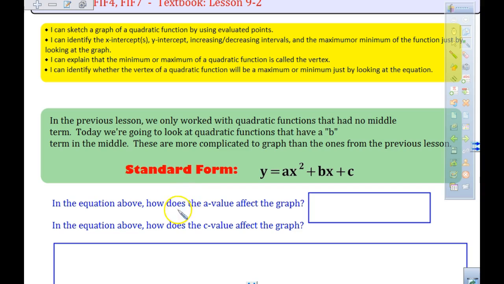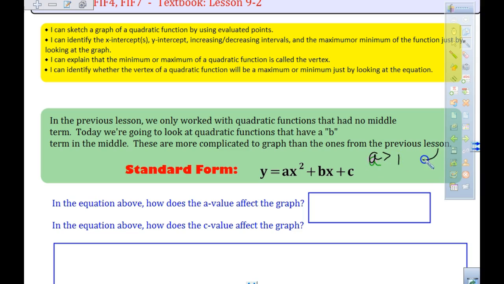So it says, in the equation above, how does the A affect our graph? How does our A affect it, from Friday when we were looking at this? What does the A do? If it's positive, it tells our parabola to do what? Open up, right? So if A is greater than 1, that's still going to be the case.